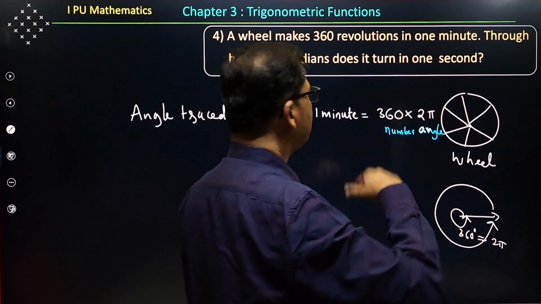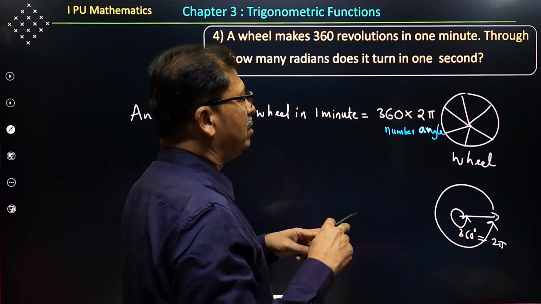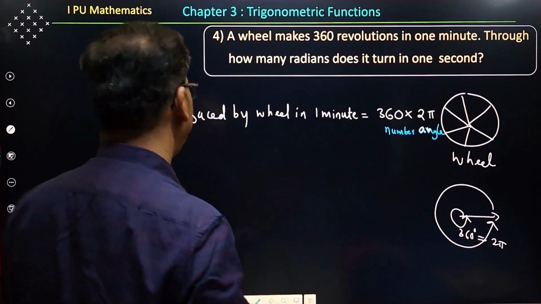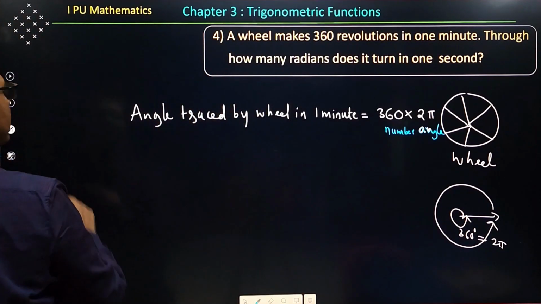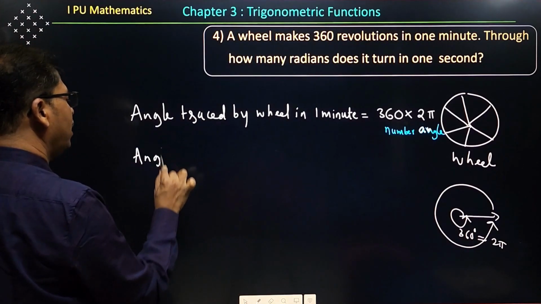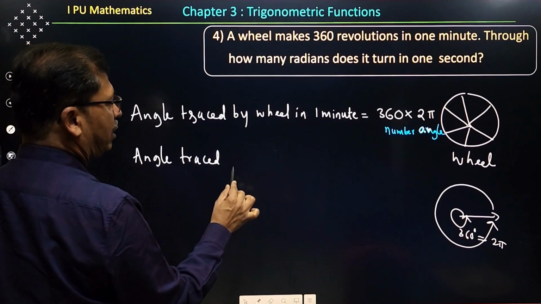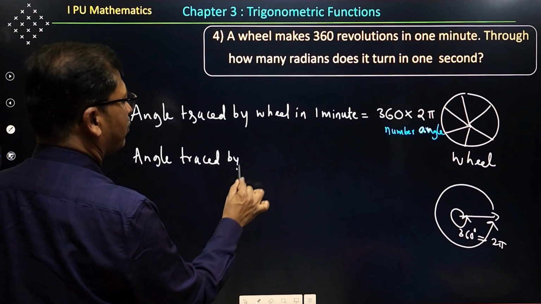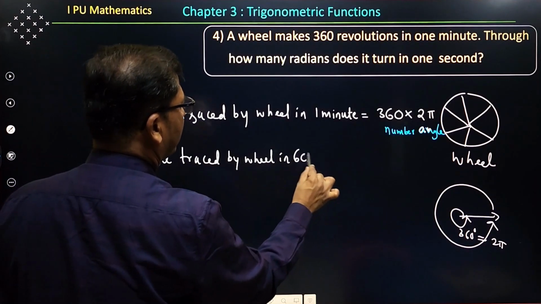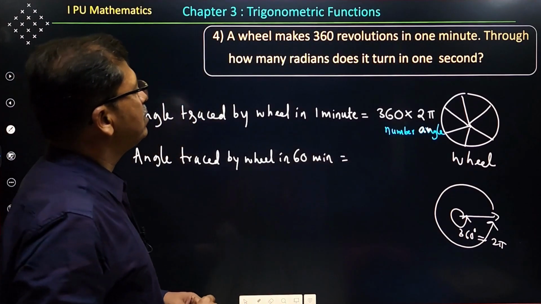So the total angle traced in 1 minute is equal to 2 pi multiplied by 360. That means the angle traced by the wheel in 60 seconds, sorry, 1 minute, is equal to 2 pi multiplied by 360.